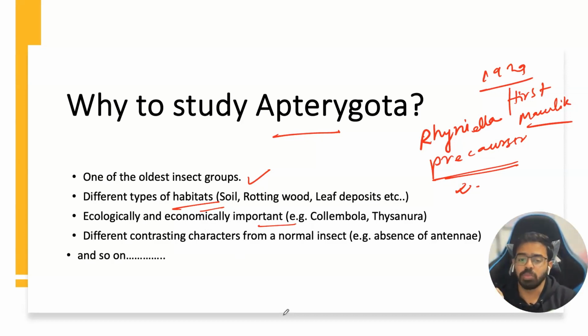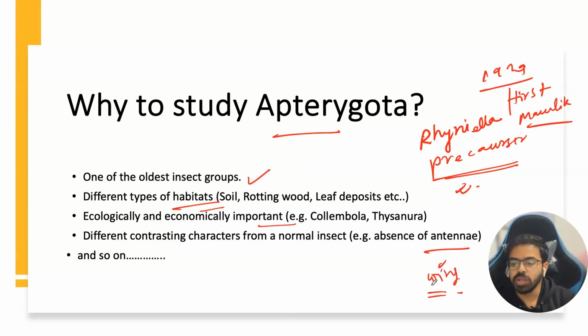And what is more important taxonomically is the different contrasting characters from a normal insect, like absence of antenna, absence of wing. When we read the definition of insects, we know that it is a six-legged arthropod having wings in the adult stages. But the Apterygota are the only ones that do not have any wings. Even their wing buds are not developed from the start of development. So that is why it is important, because different contrasting characters are there.